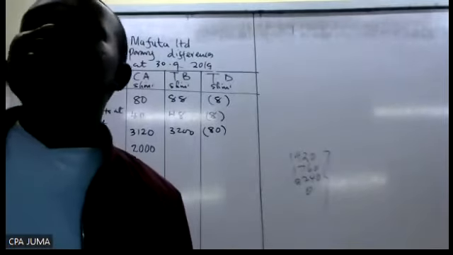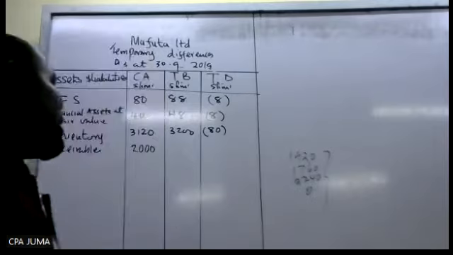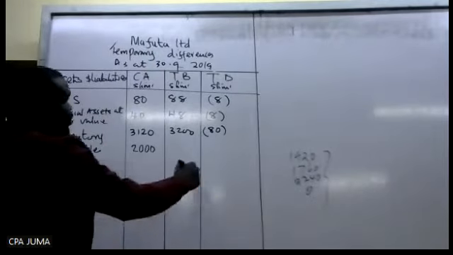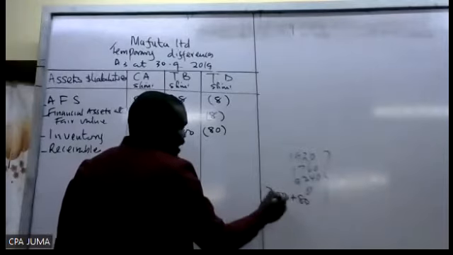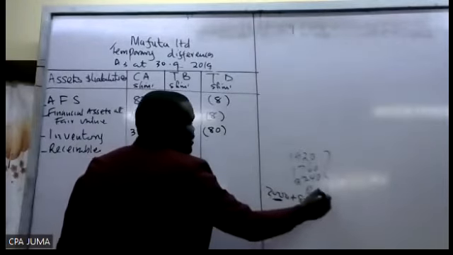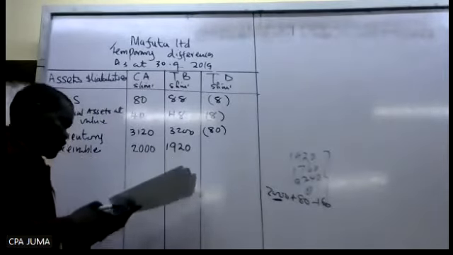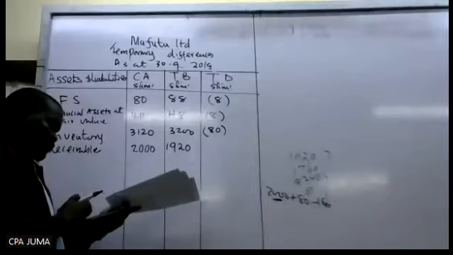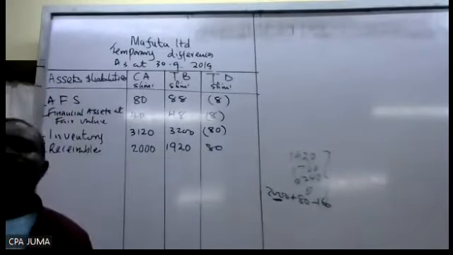But if it was a loss, then the loss we add back, because they will have subtracted. So you take 2, it is 2 plus 80 minus the gain, minus 60. That is how you get 1920. So 2000 minus the answer, positive 80.